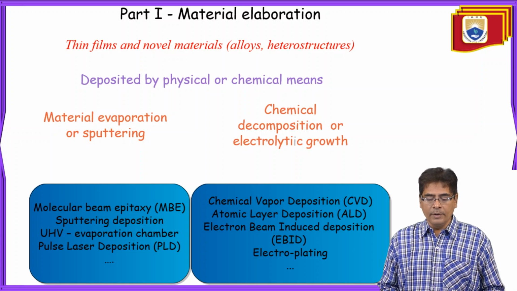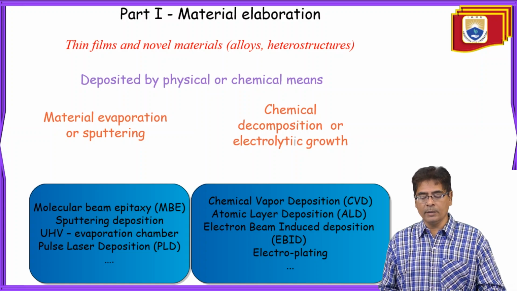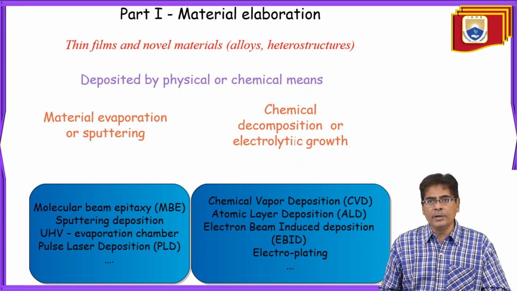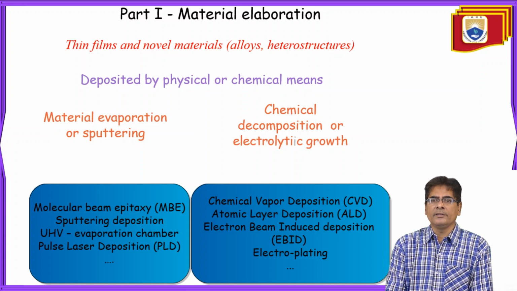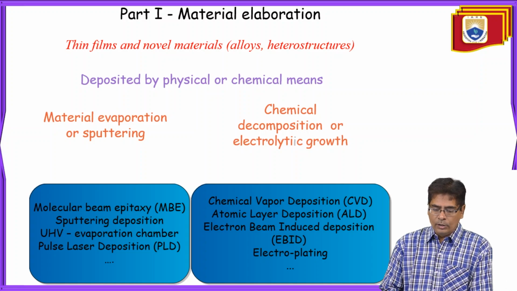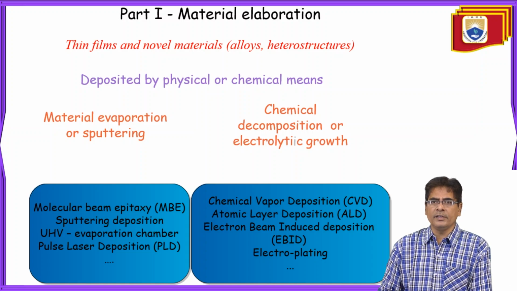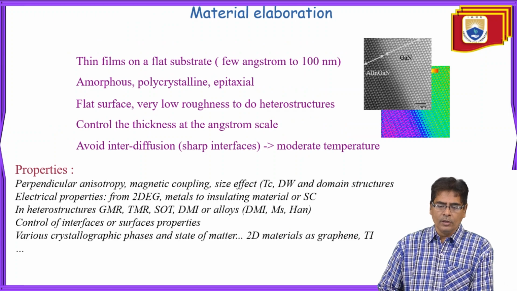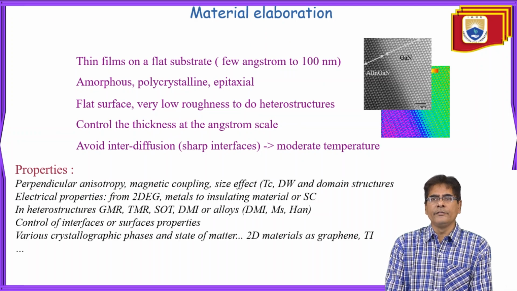Whereas in chemical decomposition and electrolytic growth, we need to study chemical vapor deposition, that is CVD, and atomic layer deposition, that is ALD, and electron beam induced deposition, that is EBID, and electroplating. So these are the chemical decomposition or electrolytic growth techniques, right? So in this material elaboration, thin film growth plays a main important role.